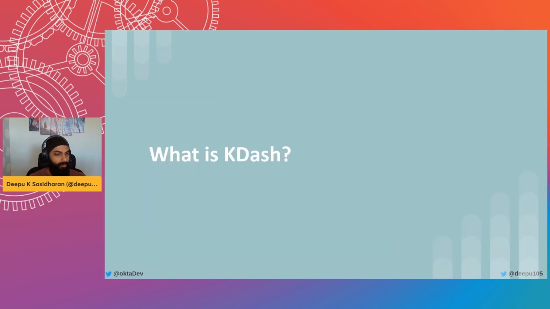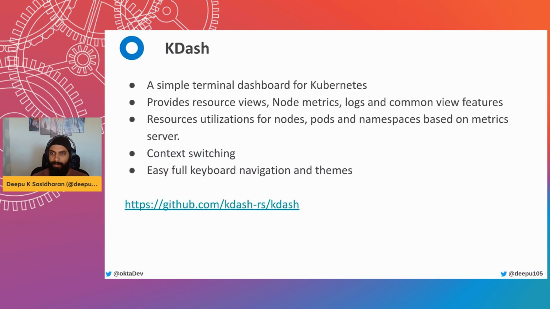Before we go into the topics of how Rust fits into the DevOps world and how it is better than Go and all those things, I want to introduce you to something I built. It's called KDash. It's a simple terminal dashboard for Kubernetes. It provides common resource views, node metrics, logs, and so on.